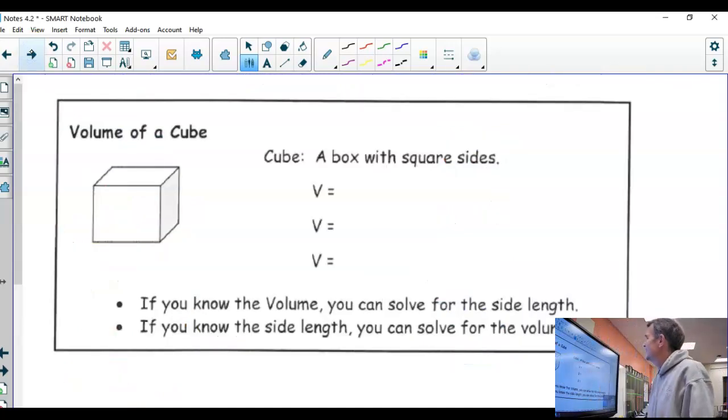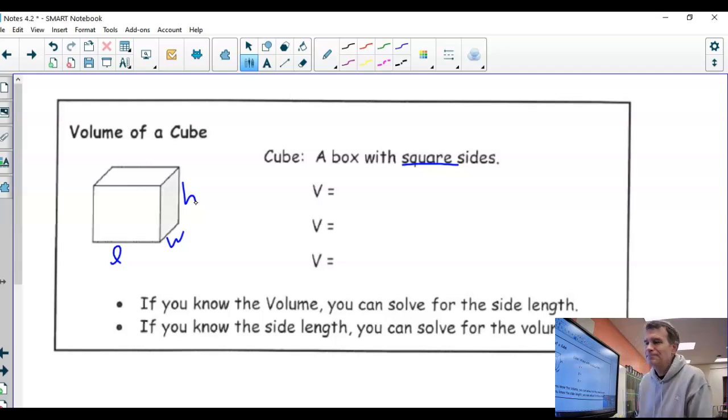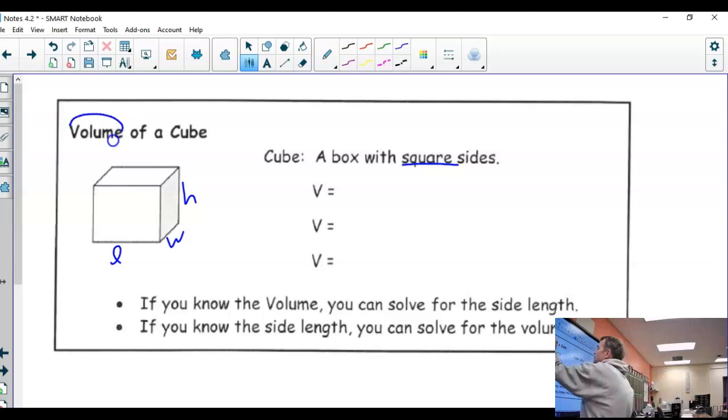And the last thing we need to look at is an application problem. So this is a picture of a cube. A cube is just a box where all sides are square, which means all sides have the same length. Like maybe this is the length, and this is the width, and this is the height, and all three of them are the same. Now, there's a formula to calculate the volume of the box, right? Volume is how much space is inside the box, inside a three-dimensional object. And you calculate the volume of a box by doing length times width times height.